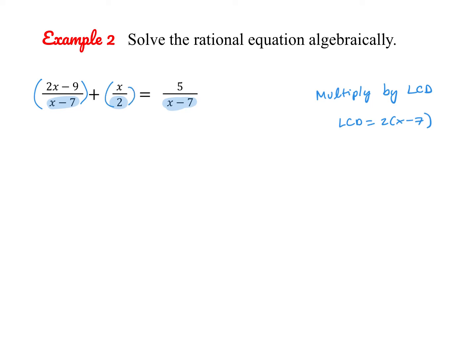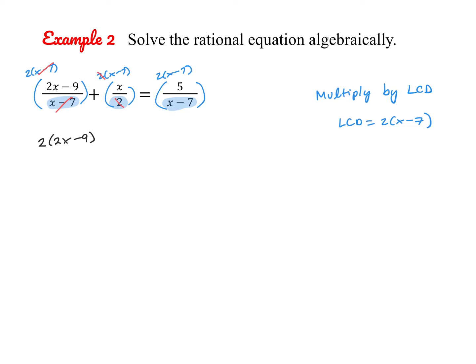And when I'm doing that, I would need to distribute. So every single term gets multiplied by 2 times x minus 7. And I like to sometimes write it out next to each term so it's easier to look for common factors. So in this first one, x minus 7 cancels out, and I have 2 times 2x minus 9.